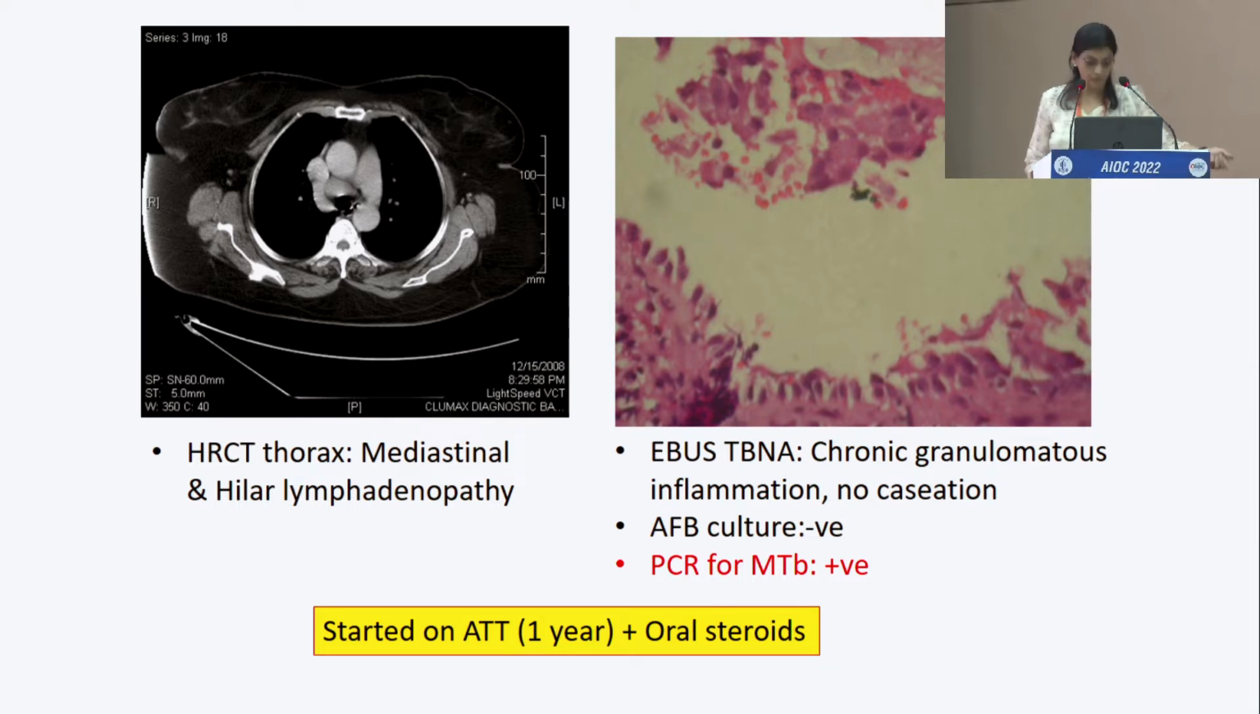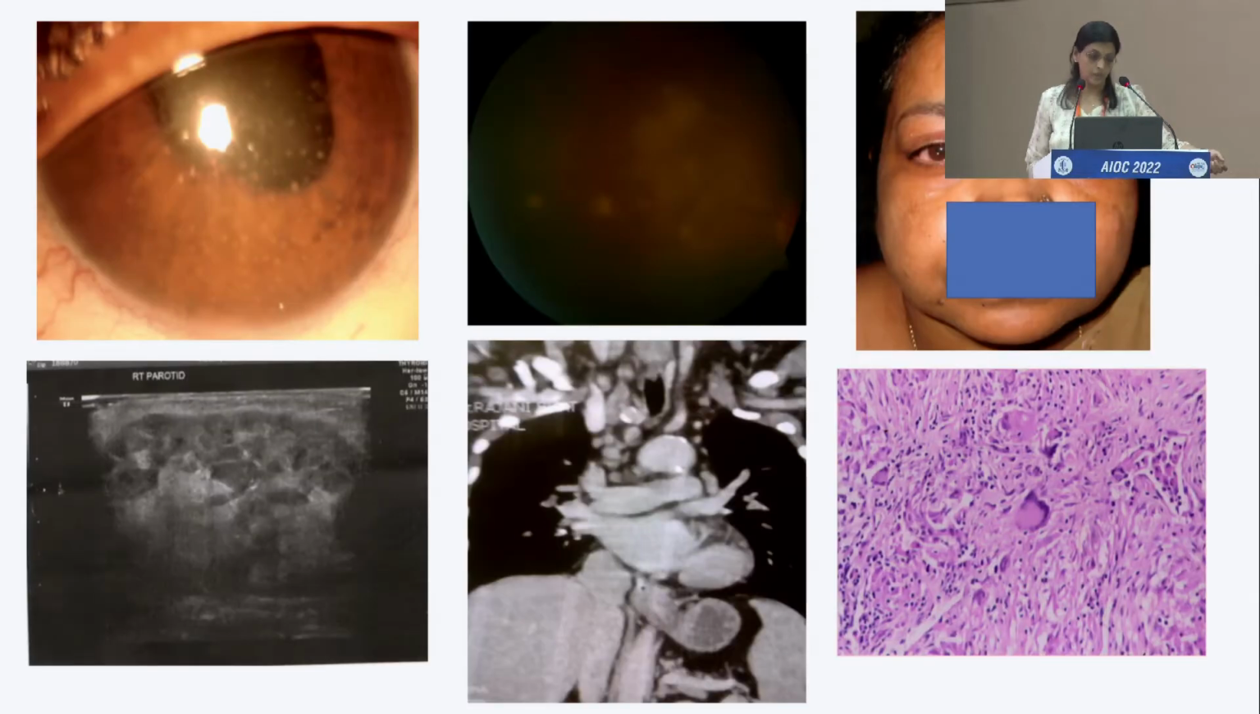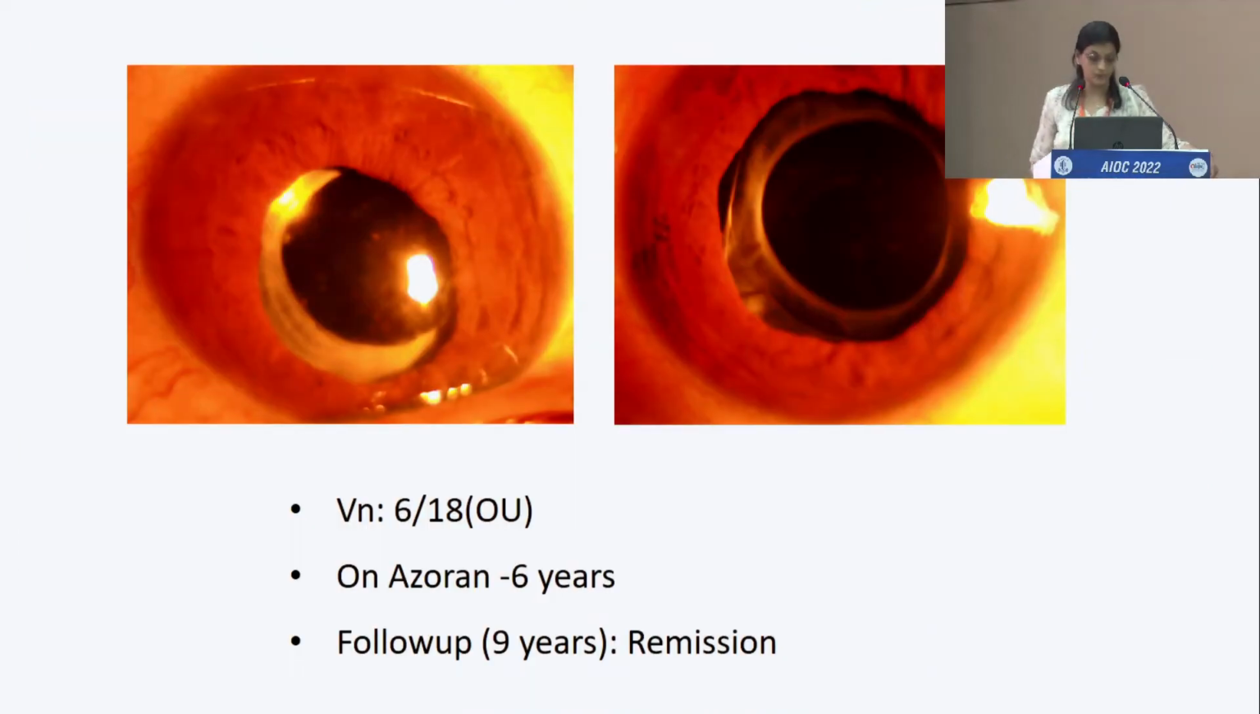So this patient was started on ATT by the pulmonologist along with the oral steroids, but continued to develop granulomatous uveitis, which became pan-uveitis with time. But over a course of time, she developed parotid gland enlargement, which was biopsied, and this turned out to be a sarcoid, non-caseating granulomatous inflammation. And she was put on immunomodulation, and she's been doing well since.